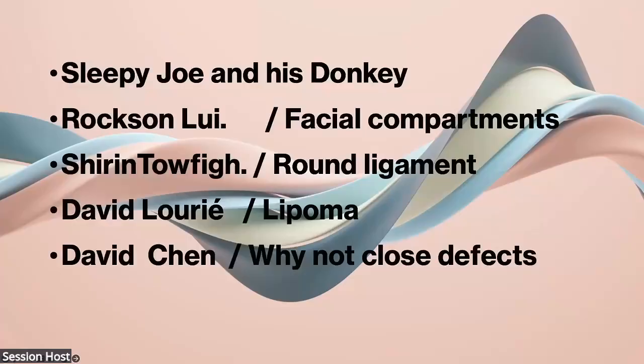First of all, I have Sleepy Joe and his donkey, Roxanne Liu, Sharon Tofig, David Laurier, and David Chen, who are all going to help me explain what I want to show you, which is that knowledge of anatomy is important, but you have to know how to apply that knowledge in surgery. That's the difference between a surgeon and an anatomist. We have to know how to apply that knowledge of anatomy.